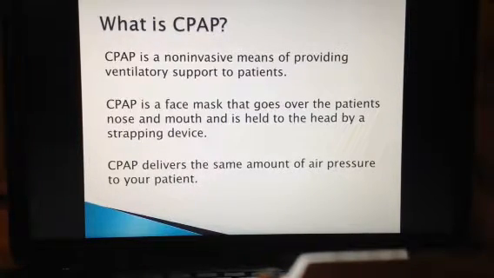CPAP is also becoming a lot more used at the EMT basic level because of how easy it is to use, but still not all EMTs are trained to use it. EMT basics are trained to use it.